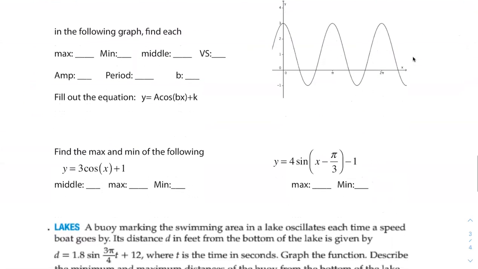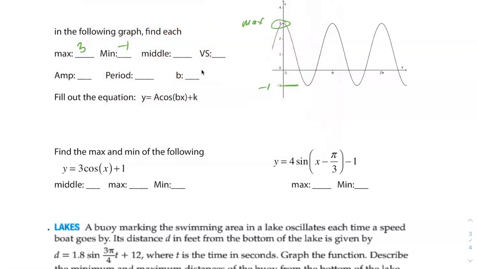Now let's go backwards. If I give you a graph, how do you find all this stuff? Now it's not as bad as it looks. The key to doing this is first to find the middle. Let's fill out the stuff first. So let's figure out what the max is. The max is 3, super easy. So there's my max. What's my min? Right here, -1.